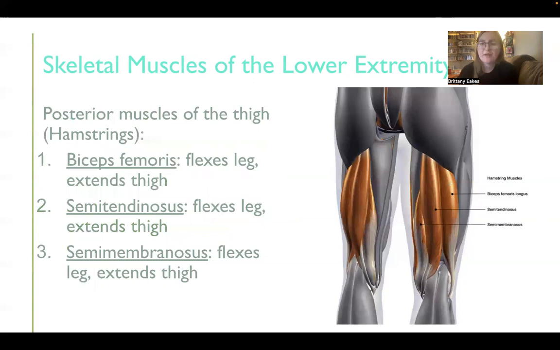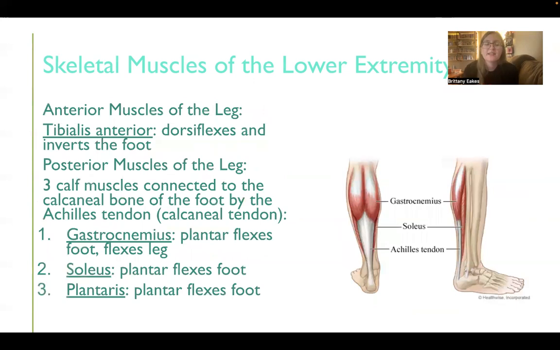Then we have our hamstrings, which are posterior muscles of the thigh. The biceps femoris, the semitendinosus, and the semimembranosus. All of these are our hamstrings. Then we have anterior muscles of the leg. We're going to move down to the lower or the distal part of the leg, the tibialis anterior. So anterior meaning in front of, tibialis referring to the tibia.